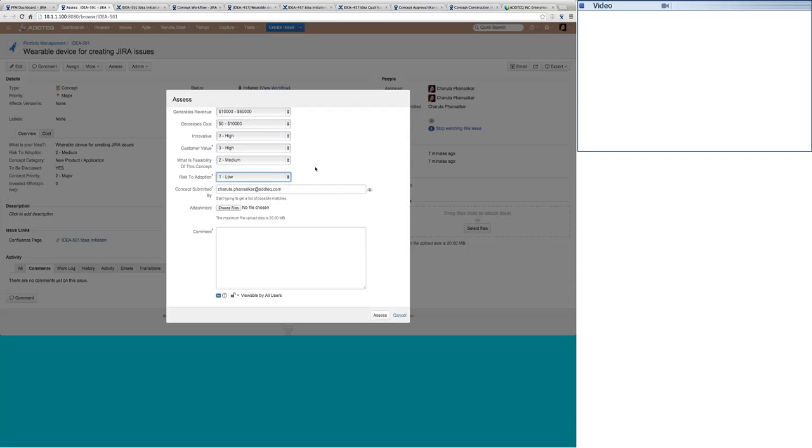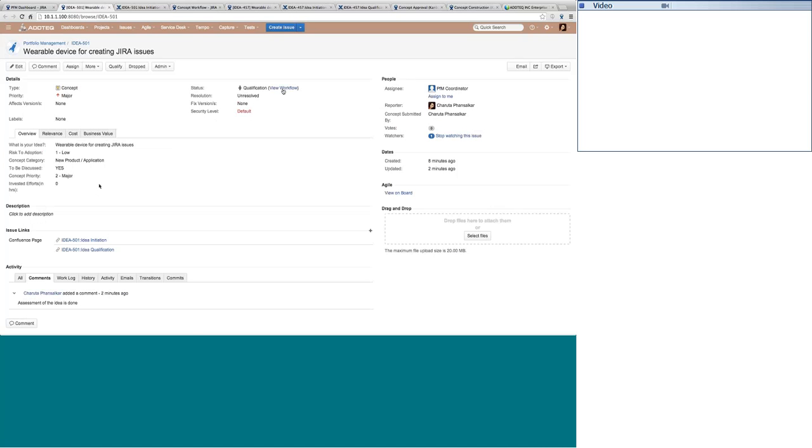Now here I will recommend that the assessment of the idea is done. Once we do this, I'll simply click on assess, and you will see that this particular idea travels from initiation to the qualification stage. So we are in the second stage of the workflow, where we have created and also assessed the particular idea. Now, do you think that this is enough to assess or qualify the idea?